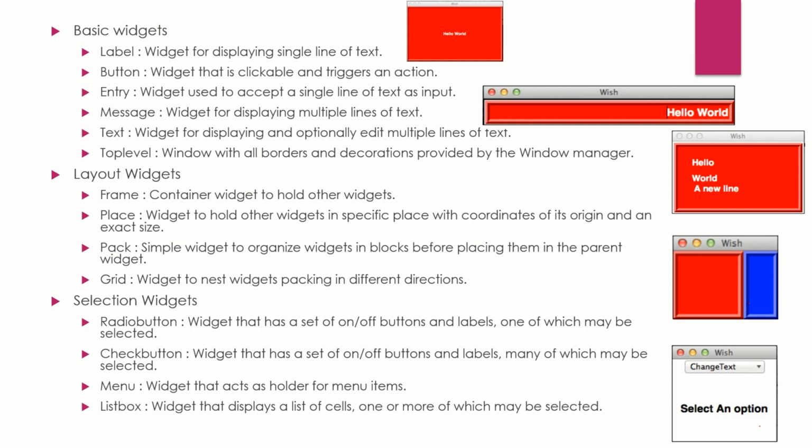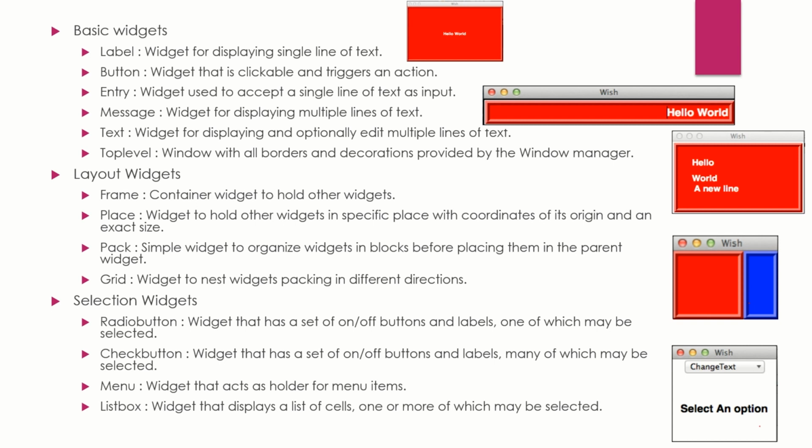Some basic widgets in Tk are label for displaying a single line of text, button which is a clickable widget and triggers an action when clicked, entry widget used to accept a single line of text as input, message widget for displaying multiple lines of text, text widget for displaying and optionally editing multiple lines of text, and toplevel, which is a window with all borders and decorations provided by the window manager.